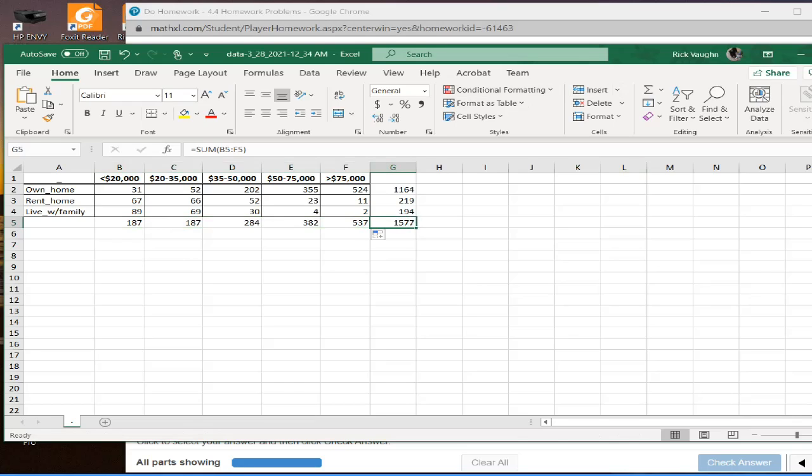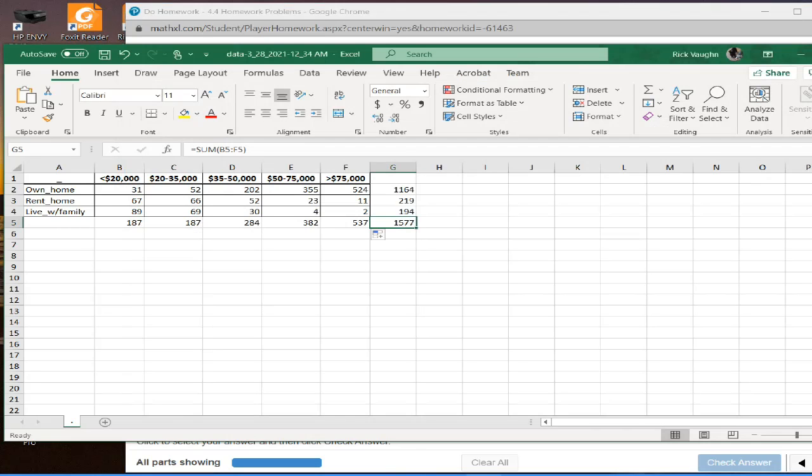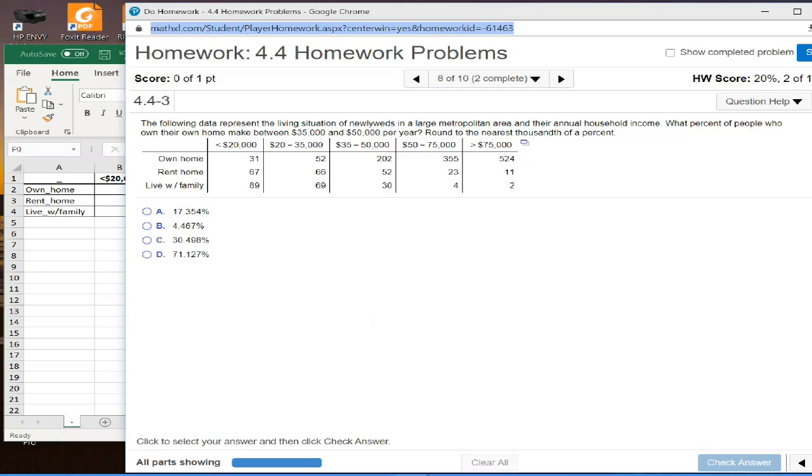So now what I want to do is find this percent of the ones who own their own home and are between 35 and 50,000. So that's 202 out of the total. So I want to take equals 202 divided by 1577 and then express that as a percent by shifting the decimal point 2 places to the right. So I get 12.8%. This is a multiple choice question.